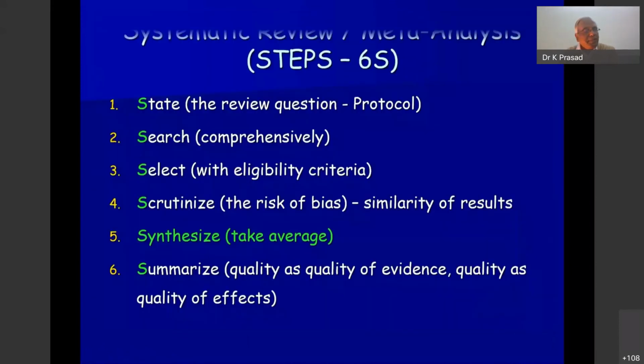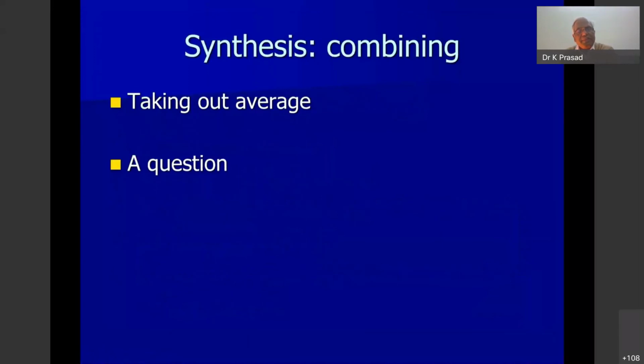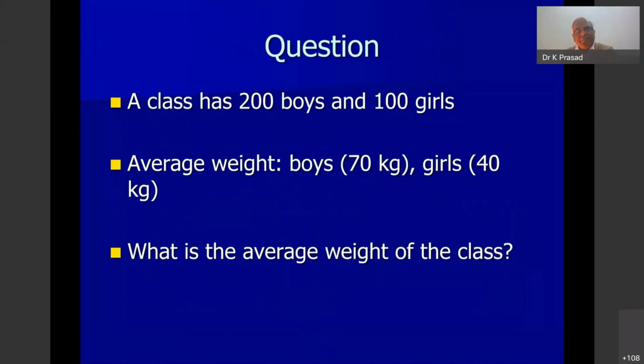I'm not going to do this exercise with you, but if it was an offline class, I would have done this. If a class has 200 boys and 100 girls, boys have an average weight of 70 kg, girls 40 kg. What is the average weight of the class? Many people think 70 plus 40, 110 divided by 2, which is 55. That is not correct because there are 200 boys. So you have to do 200 into 70 plus 100 into 40 divided by 300. So that is the weighted average.